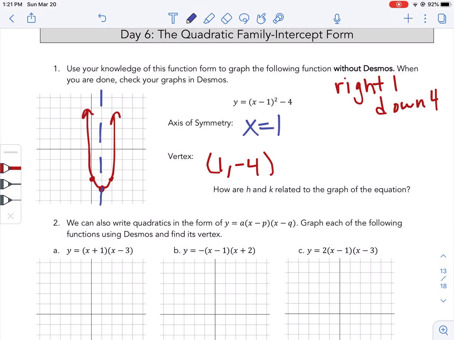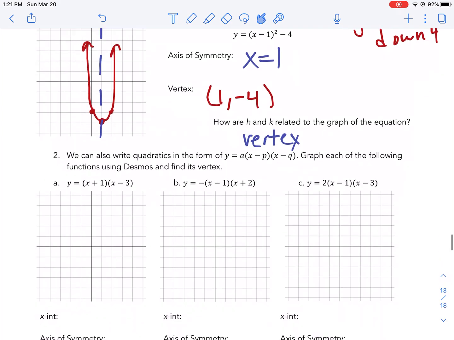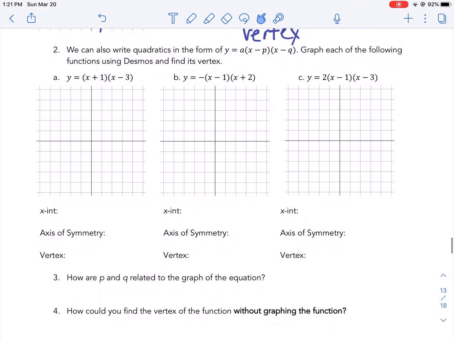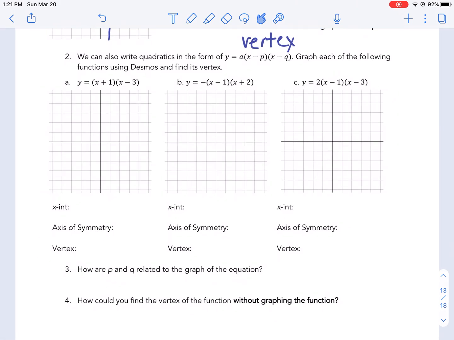So how are h and k related to the graph? Well, they're the vertex. And I always remember it's always the opposite for that x value. So the next couple things you're going to do is graph these on Desmos. So pause the video and graph these on Desmos and make sure you identify x-intercepts, where it crosses the axis, as well as the axis of symmetry and the vertex. Once you have done that, let's have you return to the video.